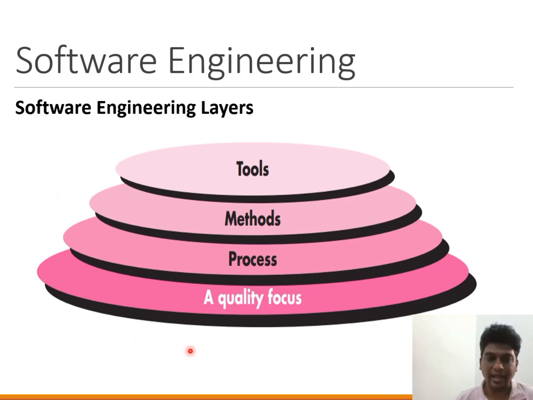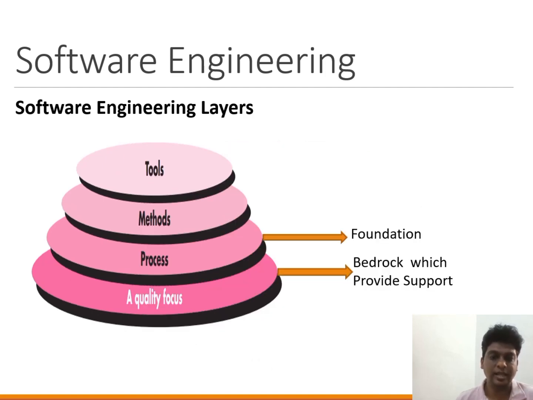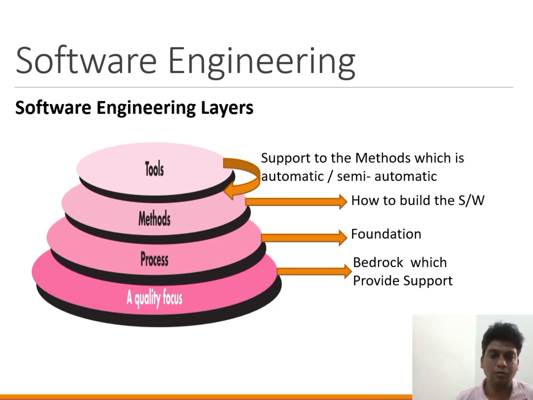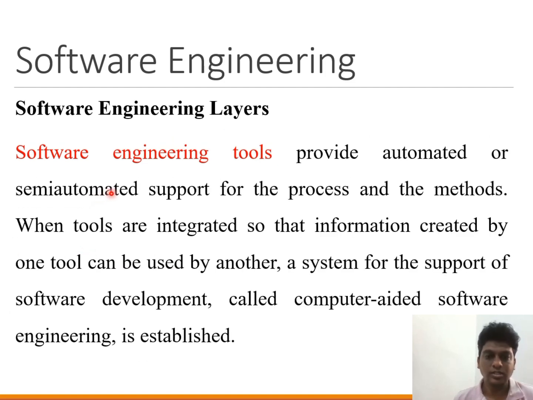Now see the different layers involved in software engineering. As support, we have a quality focus. For the foundation, we have the software process rules. The methods clearly explain how to build the software, and the tools help to provide automated and semi-automated support. So these are the various software engineering layers.